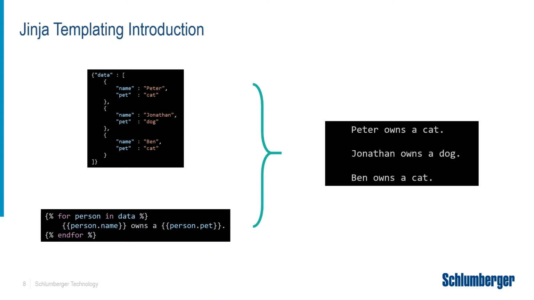What we have here is a JSON object. In this case, it's a list of people with the pet that they own. Underneath that is a small program called a Jinja template that transforms the data into some text. In this example, we simply list which pet each of the people owns.